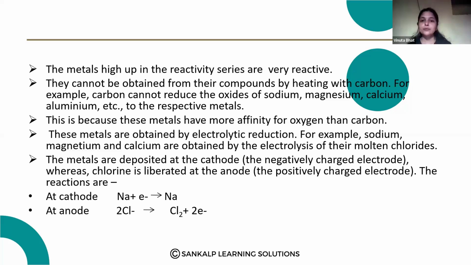These metals are obtained by electrolytic reduction. For example, sodium, magnesium and calcium are obtained by the electrolysis of their molten chlorides. So the metals are deposited at the cathode, the negatively charged electrode, whereas chlorine is liberated at the anode. The reactions are given here. So this is the reaction.